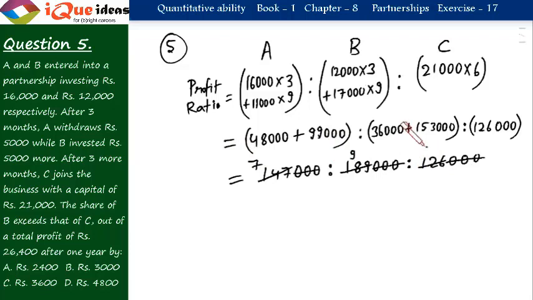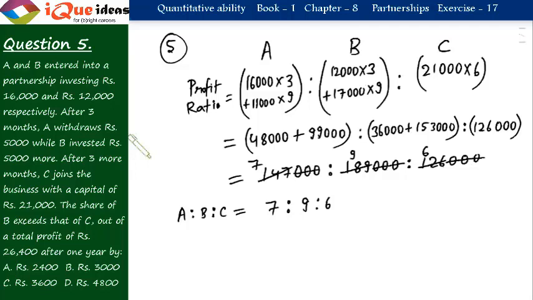Suppose if you are not comfortable with this, you can first divide by 3 and then you can divide by 7. So the final ratio of profit is 7 is to 9 is to 6, and that is the ratio of profit of A is to B is to C in that order. Now what is the question asking? Question is asking the share of B exceeds that of C out of a total profit of 26,400.